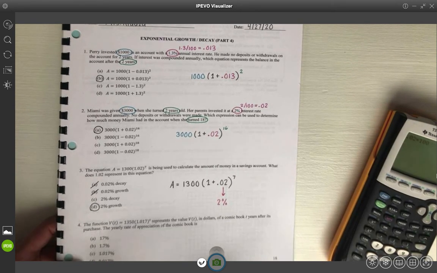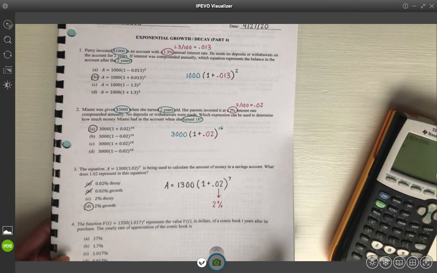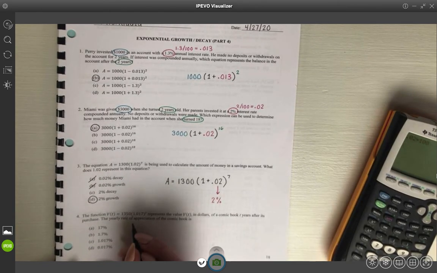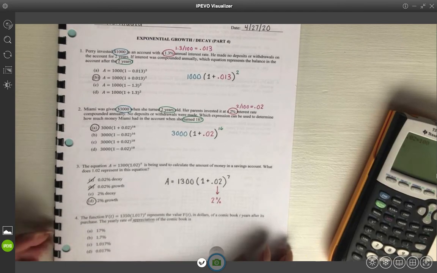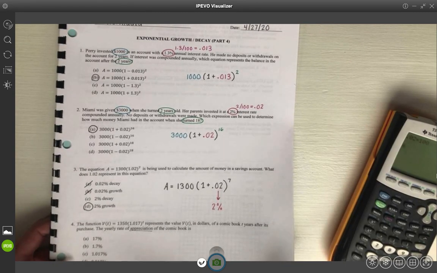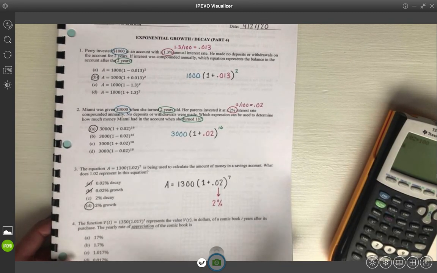Let's look at number 4, similar type of problem. Number 4 says the function v of t equals 1,350 times 1.017 to the t power represents the value v of t in dollars of a comic book t years after it's purchased. The yearly rate of appreciation, which means growth, of the comic book is what? So let's do the same thing for this problem.